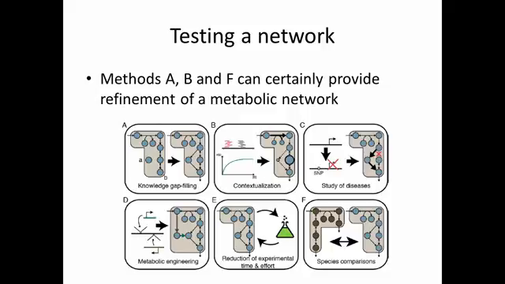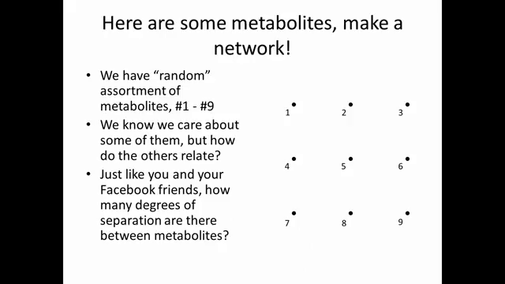And depending on what you're doing, methods C, D, and certainly method E would be of help as well. And certainly E is good if you want to get physiological data that helps you refine your network of choice. Okay, so let's do a crude, unnamed example here.